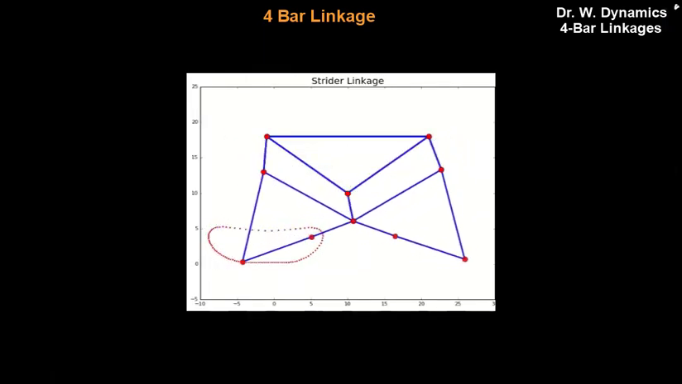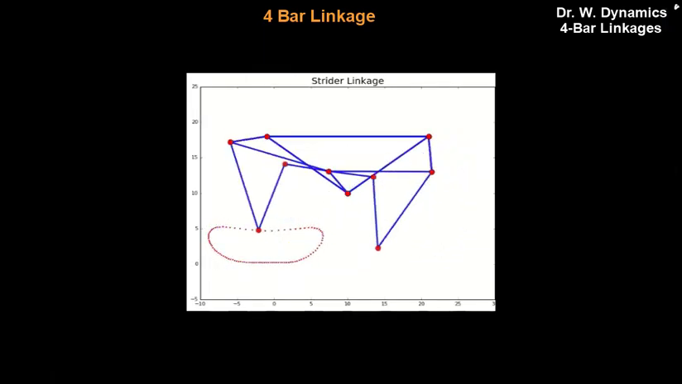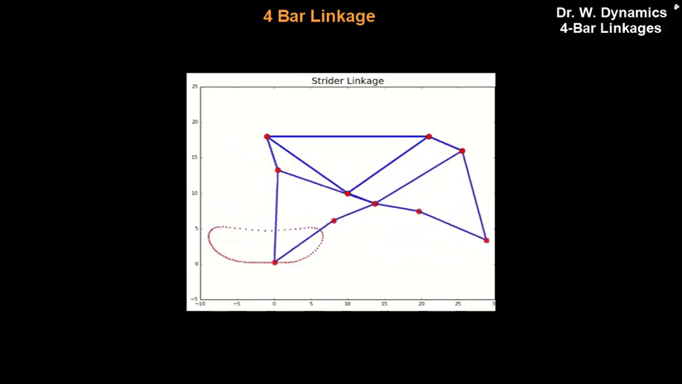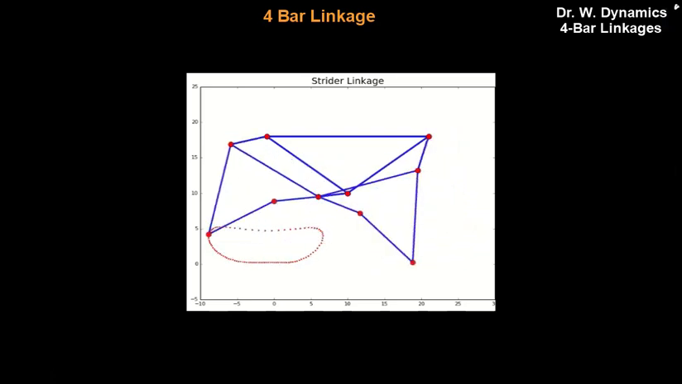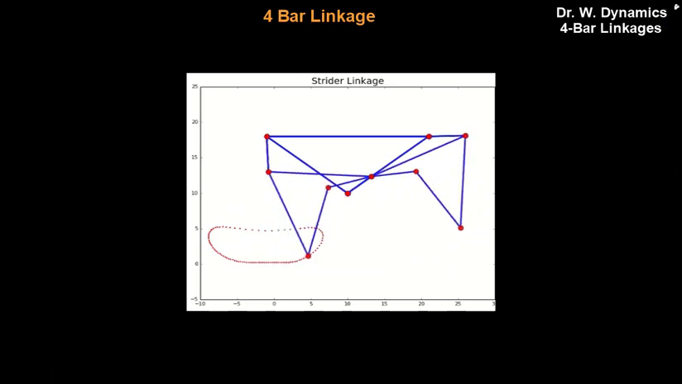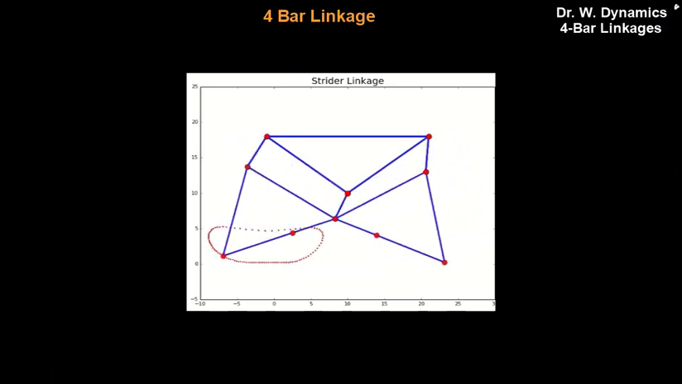And here we have a strider linkage, which is two 4-bar links connected. And the center rotator is moving at a constant rate. And notice that it's taking on a running pattern.